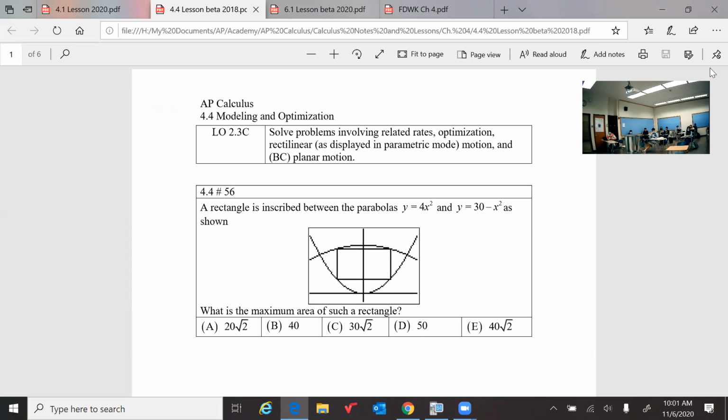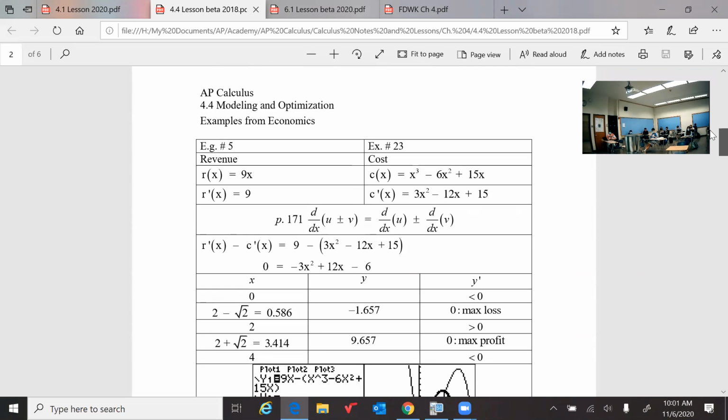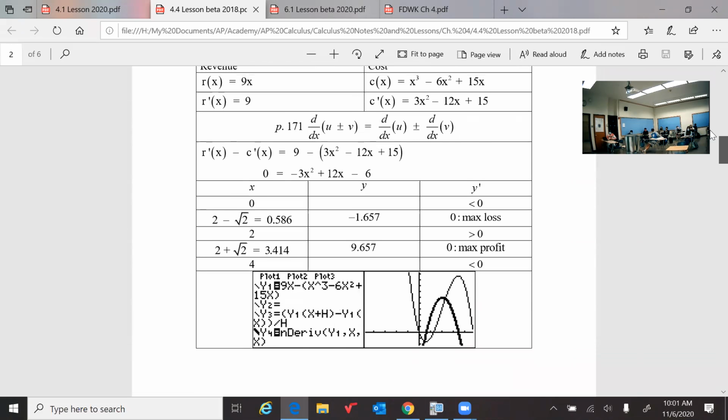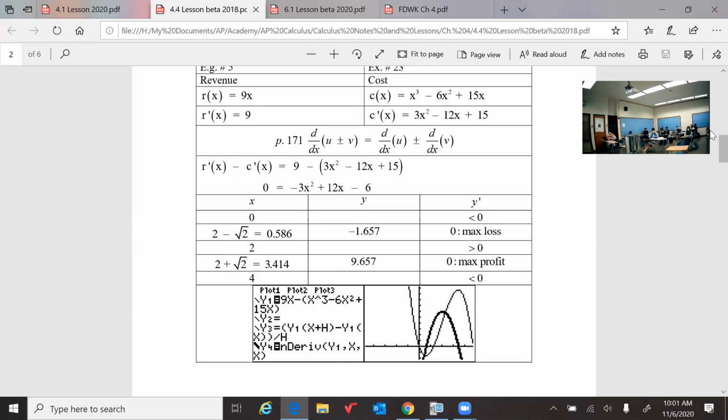So, example 5. You're going to go in the book, here's the econ question. And we're looking at page 224. Suppose that R of x, now ready? R is revenue. If you happen to have a business, I'm talking about revenue. It's the amount of money you bring in.